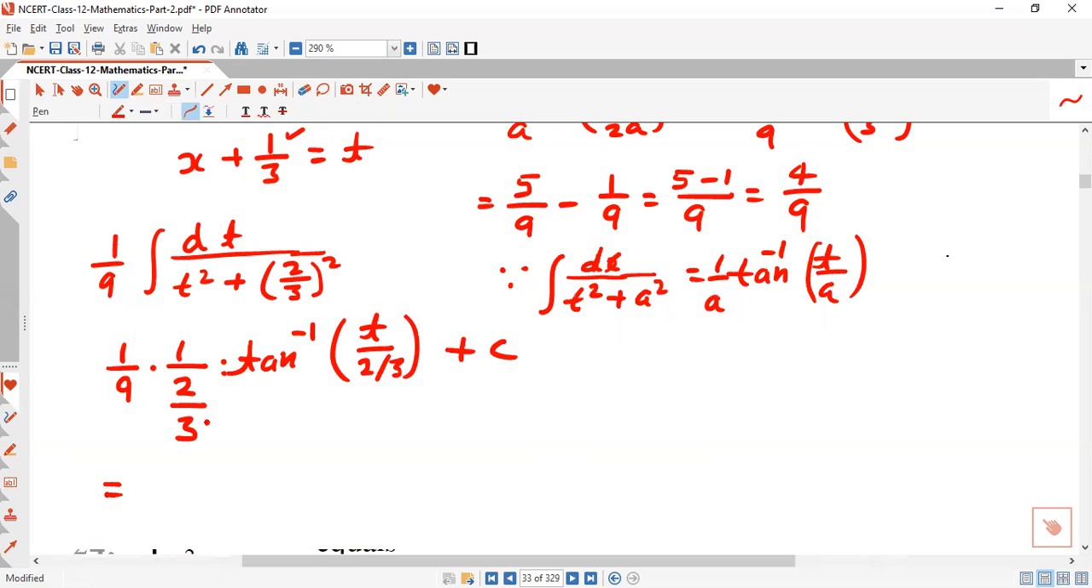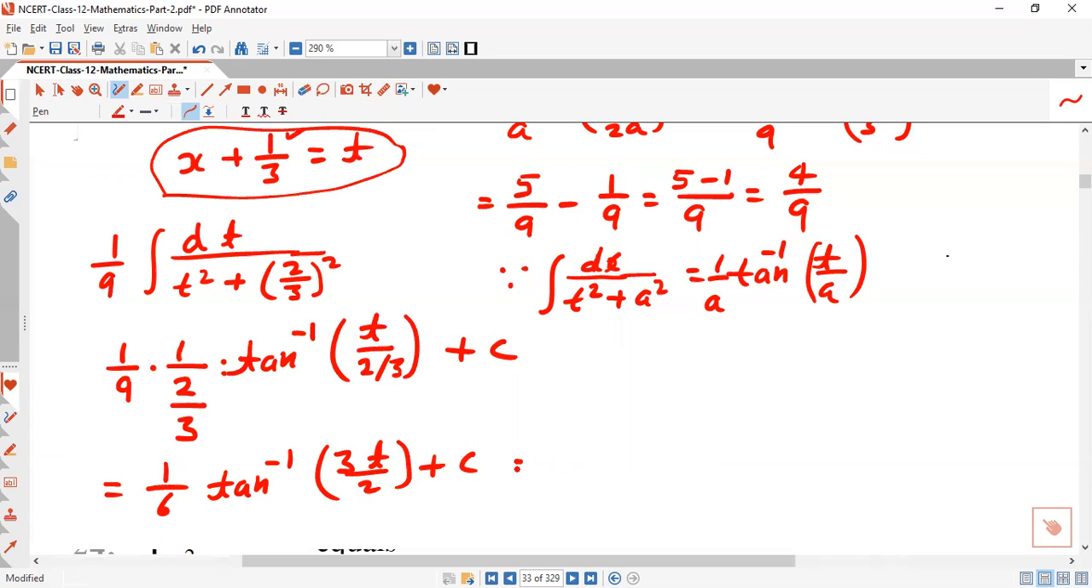If you simplify this one, 3 and 9 will cancel out, becoming 3. 3 upon 18 becomes 1 upon 6, tan inverse, and this also can be written as 3t by 2 plus some constant c. Put the value of t here. What is the value of t? t comes out as x plus 1 by 3.